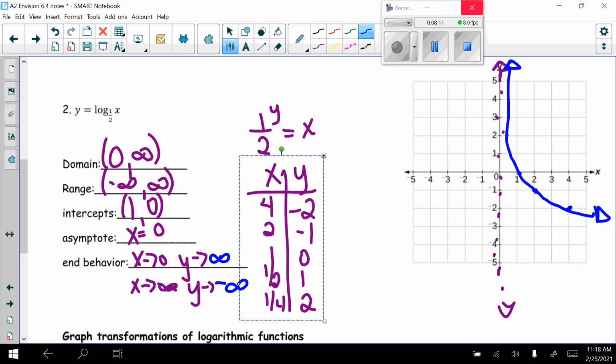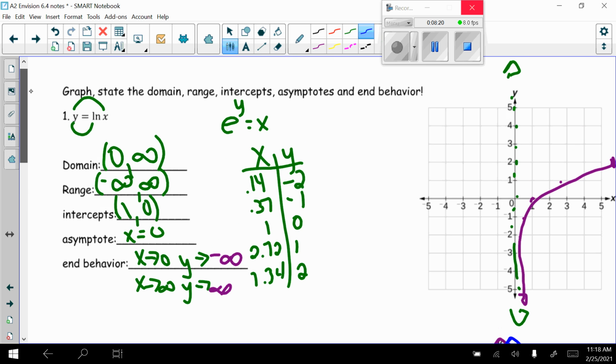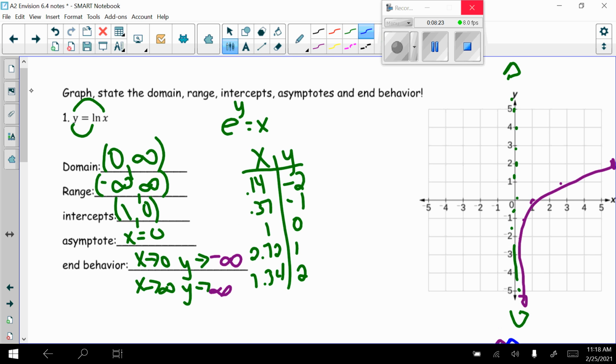So notice the difference when my base is a fraction, the difference in end behavior and the way the graph looks, versus when my base is a number, not a fraction, my end behavior and the shape of the graph. And so that's all that we're going to do today. We're going to focus solely on graphing logarithms with no transformations. Our homework will cover only this, and then tomorrow we will look at graphing logarithms with transformations.